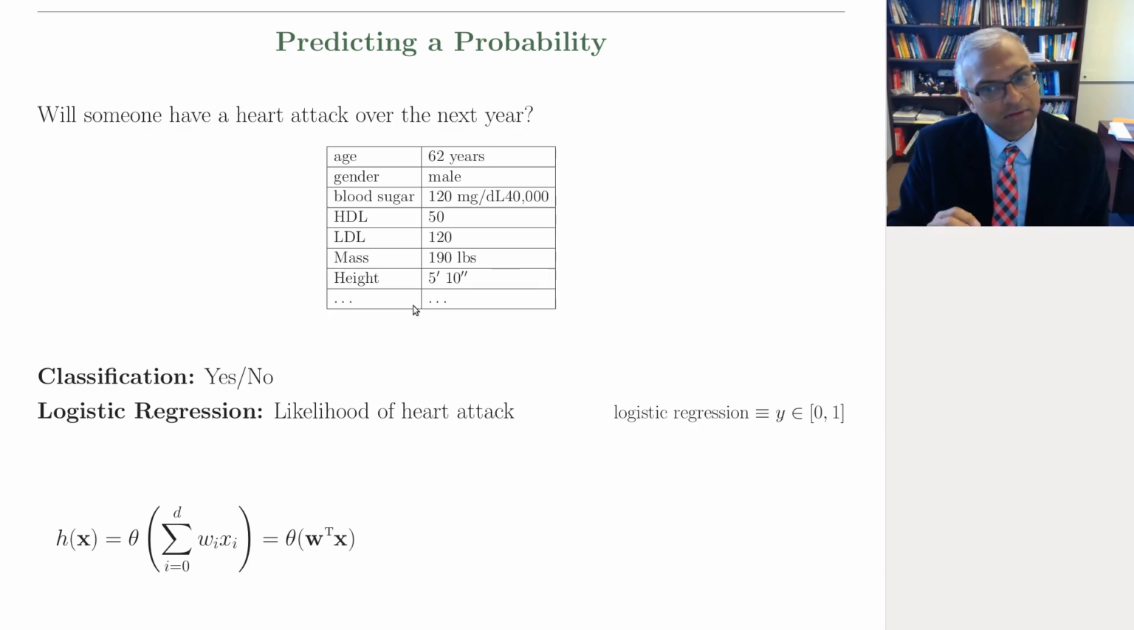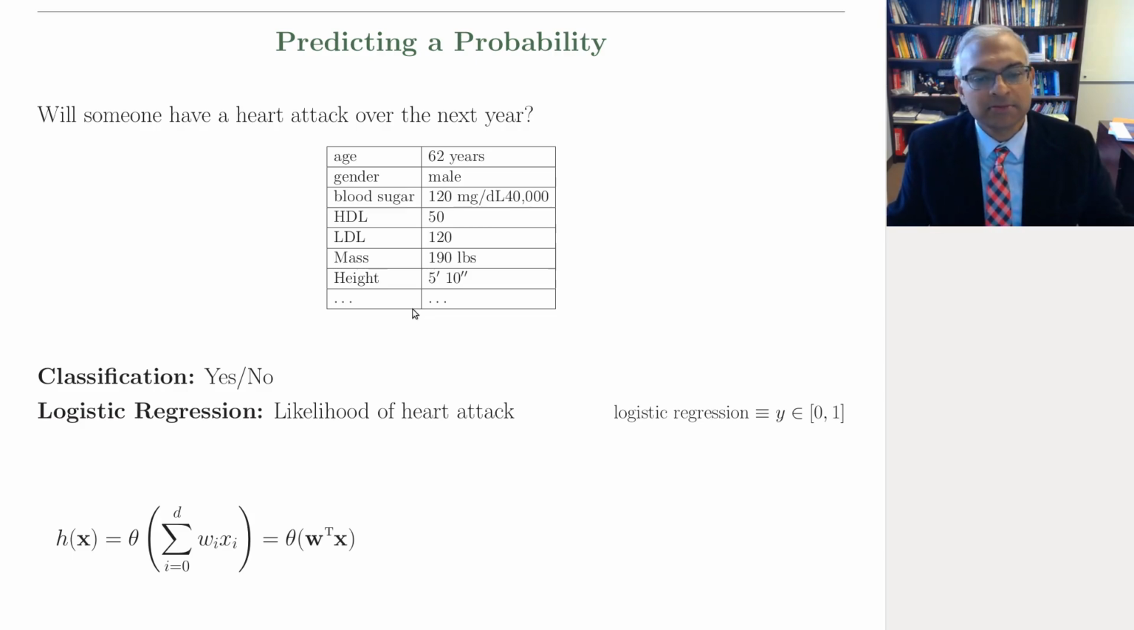Now, in the logistic regression problem, don't tell me yes or no, will they have a heart attack? Tell me the likelihood of a heart attack. If the likelihood is, let's say, 0.9, this person is in a serious situation. If the likelihood is 0.1, the person is not in a serious situation. So the output of logistic regression is not a binary plus or minus 1, yes or no answer. It's a probability that's between 0 and 1.